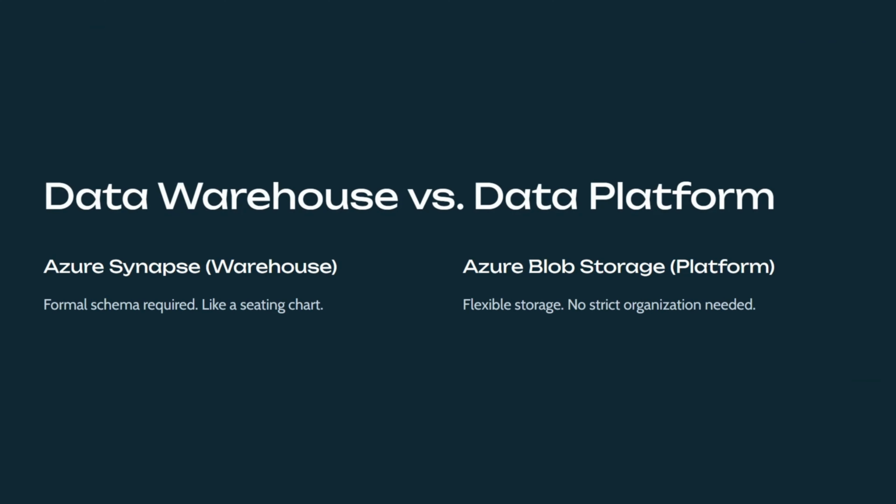Now, when you're working with a data warehouse like Azure Synapse, Data Factory needs to be a bit more formal. It needs to know the schema of your data, basically, what kind of information is in each column and how it's organized. It's like having a seating chart for your data party. This can be a bit of a pain, especially if you've got hundreds of tables to deal with. But when you're using a data platform with Azure Blob Storage, things get a lot more chill. Blob storage is like a massive bottomless storage bin where you can just toss your data without worrying too much about how it's organized. It's like having a no dress code policy for your data party.